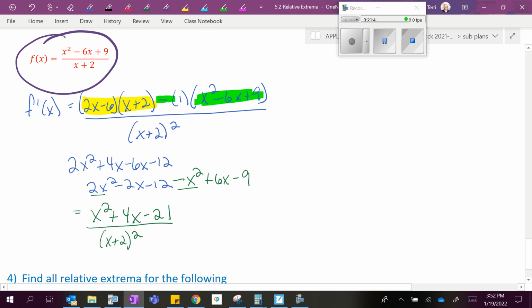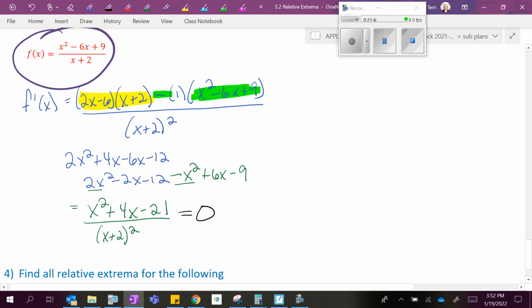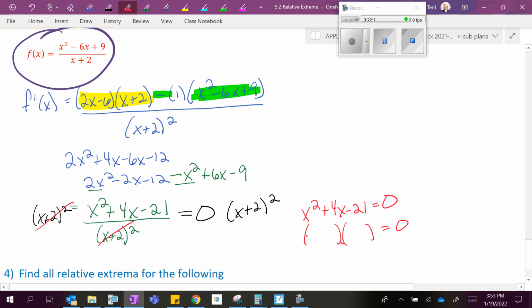Okay? So now, again, I need to find out what makes the derivative 0. So I set it equal to 0. I multiply by the denominator on both sides to try to solve. And I end up with x squared plus 4x minus 21 equals 0. To solve that, I factor. And I get (x plus 7) and (x minus 3). So I get negative 7 and 3 are my critical numbers.